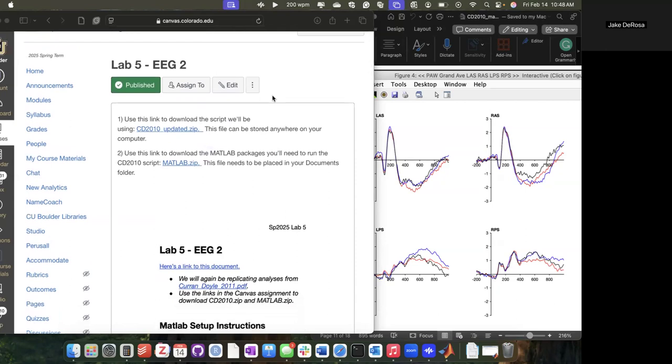Hi everyone. Today I'm going to be going over Lab 5, which is EEG number 2. And this is a continuation of the analyses that we've been working on for the past week.